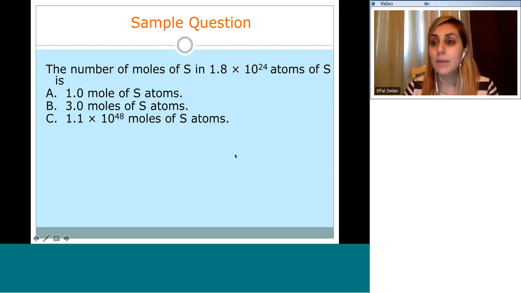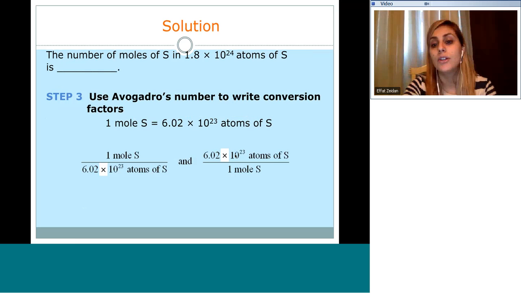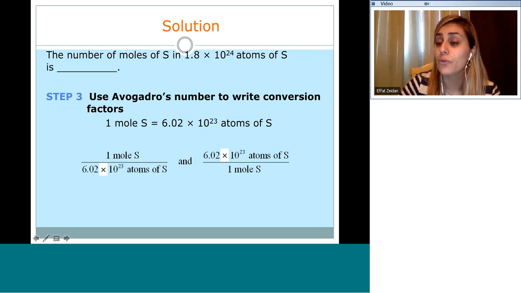Here's another sample question. The number of moles of sulfur in 1.8 times 10 to the power 24 atoms of sulfur is the following: 1 mole of sulfur atoms, or 3 moles of sulfur atoms, or 1.1 times 10 to the power 48 moles of sulfur atoms. So we have the number of atoms, and now we need to get the number of moles. So we will use another conversion factor, right? We are given the number of atoms, we need to calculate moles, so we need to convert atoms to moles using Avogadro's number and our equivalency statement, which has two conversion factors, one of which we are going to use.